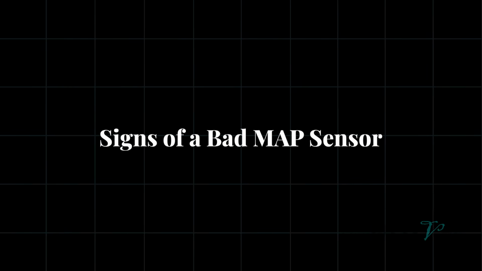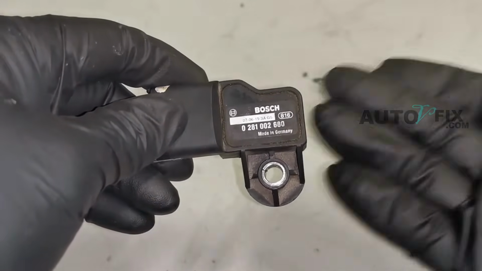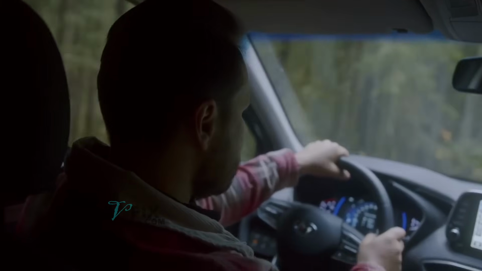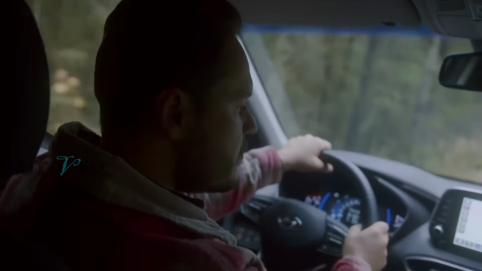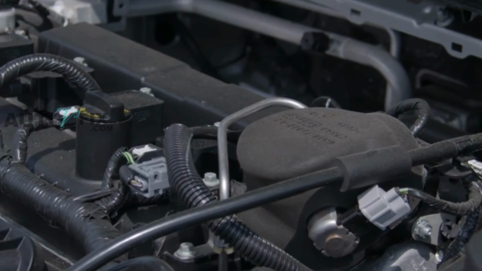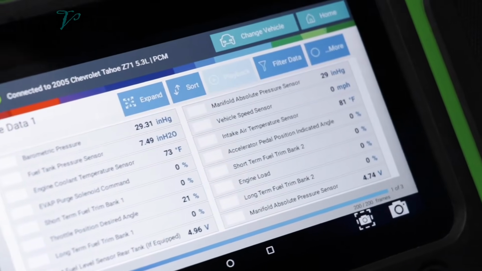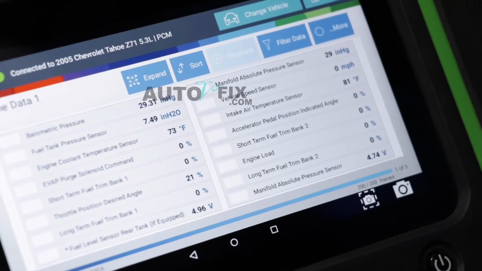Signs of a bad MAP sensor. Now let's look at the signs and symptoms of a bad MAP sensor. A bad MAP sensor often causes hard starting, rough idle, poor throttle response, hesitation, and loss of power. But the pattern can feel a little different from a MAF sensor issue. Since the MAP sensor is helping the engine computer understand manifold pressure and engine load, wrong readings can affect fueling and timing in a way that makes the engine feel confused, especially during changing throttle conditions.